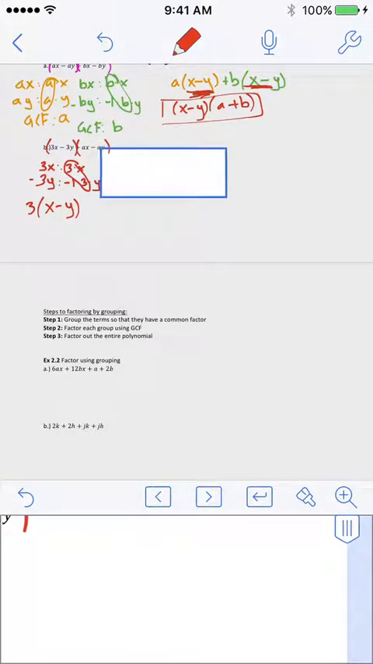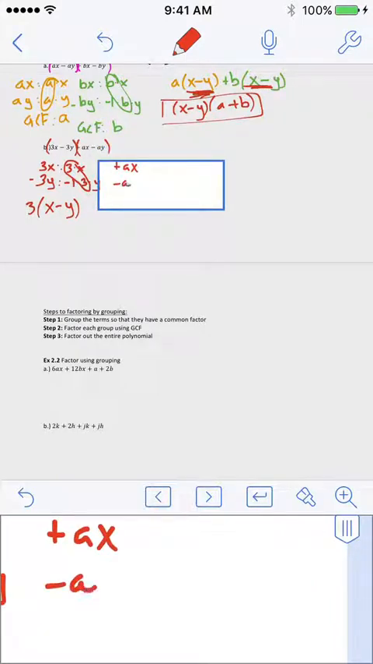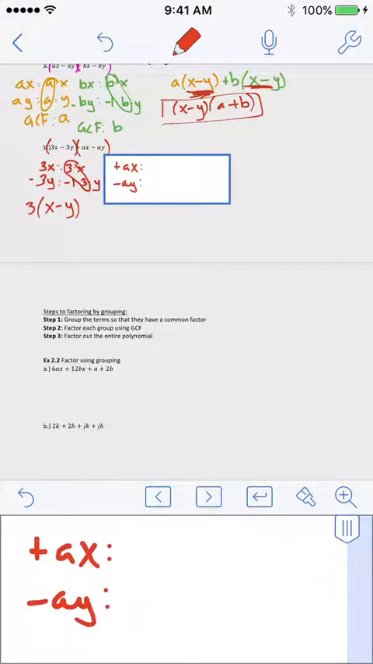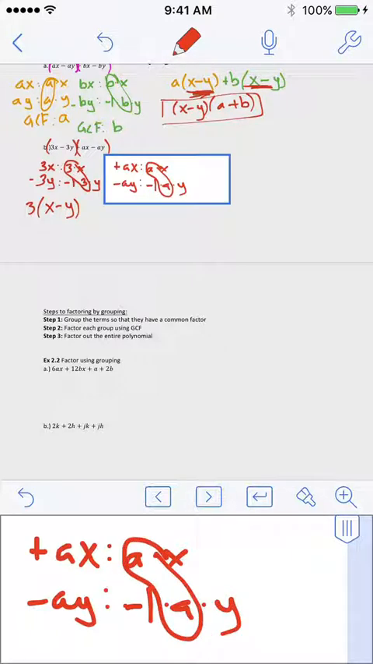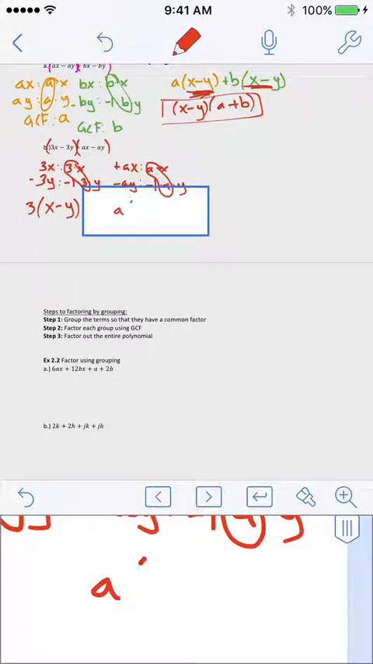Same thing goes for the other group. I have positive ax and negative ay. So ax, negative 1 times a times y. What they have in common is the a. So I have a times x minus y.